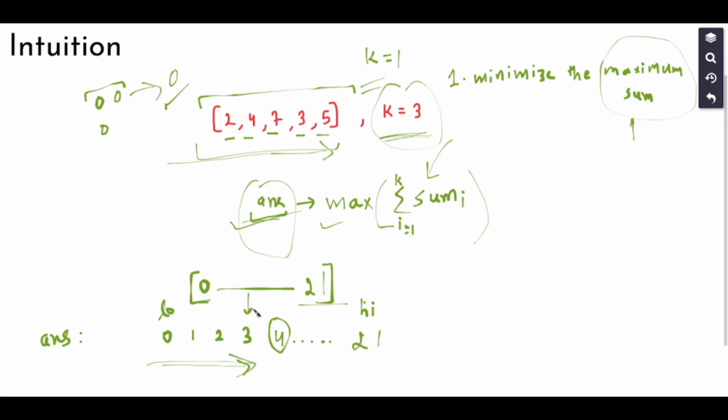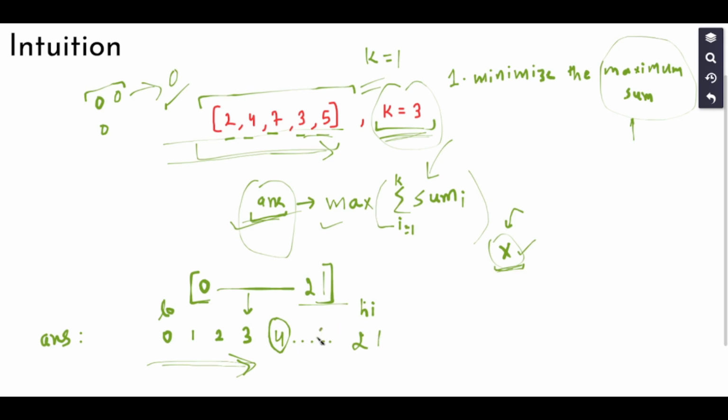Pick the middle element, let's say x. Now go to the array and divide this array into k subarrays such that the sums do not exceed x. If we are able to do so, if we can divide the given array into k subarrays such that the sum of those subarrays does not exceed x, then that means x is a valid answer. It doesn't mean that this is the actual answer. It is a valid answer.